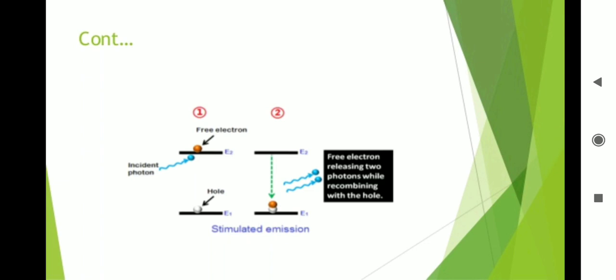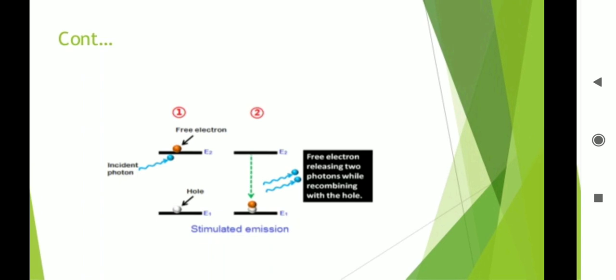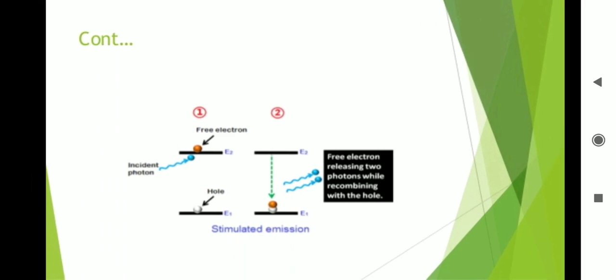This electron will emit two photons instead of one while falling back. So one incident photon causes the emission of two photons, and light amplification takes place. The two emitted photons are in phase and travel in the same direction.